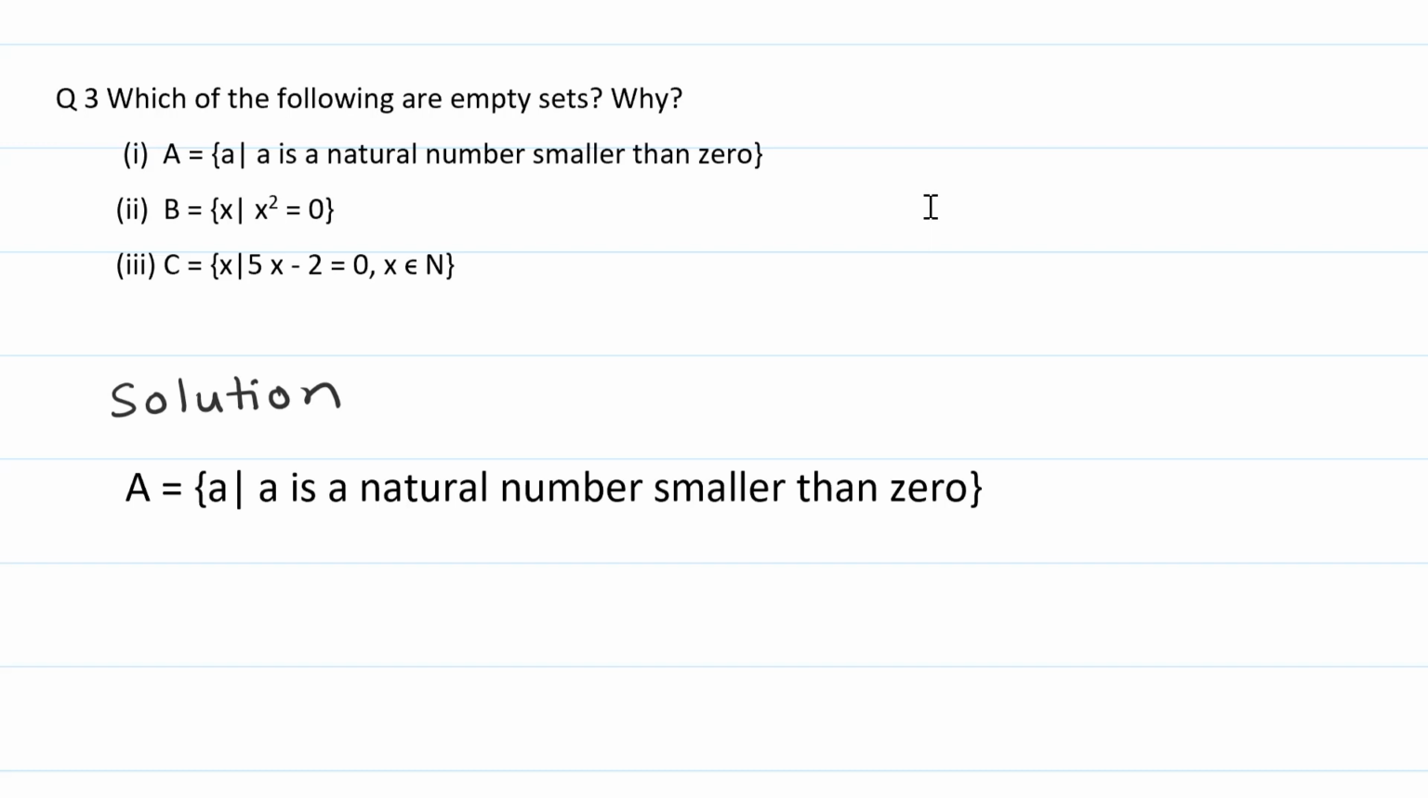Solution. A is the set of all a such that a is a natural number smaller than 0. Now we know that the set of natural numbers is 1, 2, 3, 4, dot dot dot. So all numbers in this set are positive. So there is no natural number smaller than 0. A number less than 0 is negative. All natural numbers are positive. And therefore no natural number is less than 0. And therefore set A is an empty set.